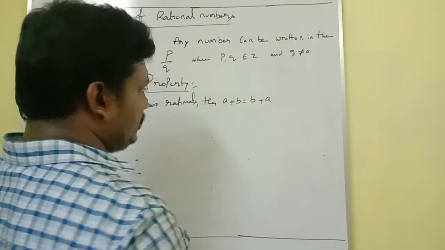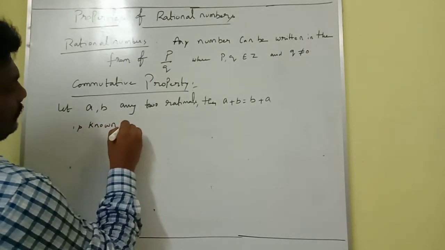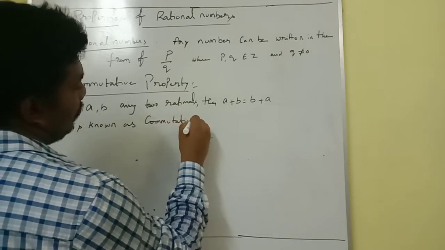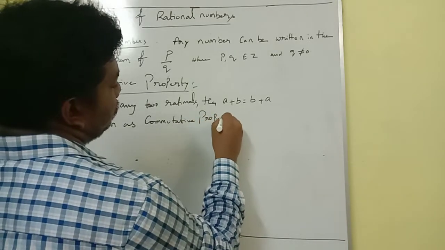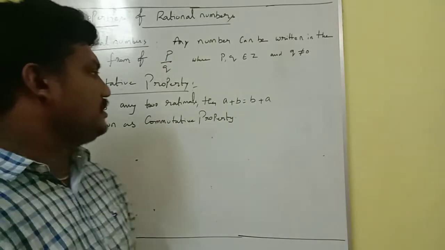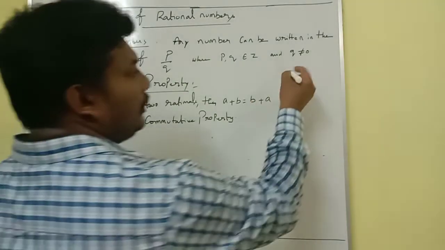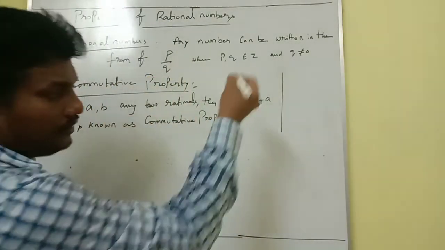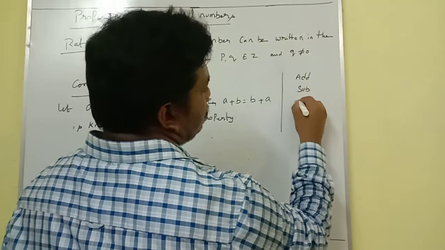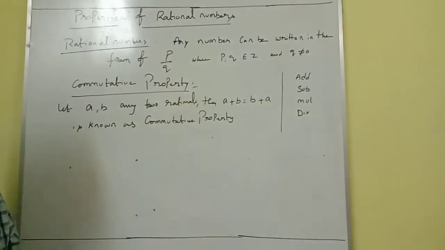Then a plus b is equal to b plus a is known as the commutative property. Let a comma b be any two rationals, then a plus b is equal to b plus a is known as the commutative property. Here, under the commutative property, there are four arithmetic operations: addition, subtraction, multiplication, division.